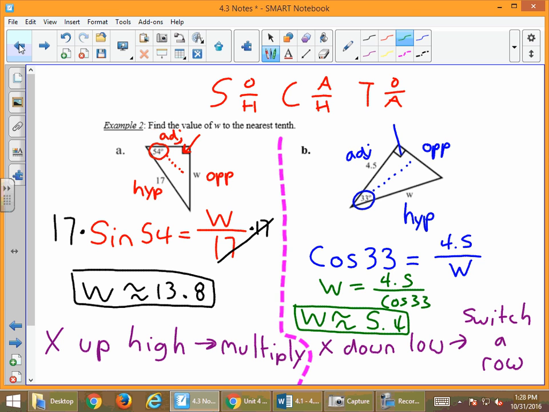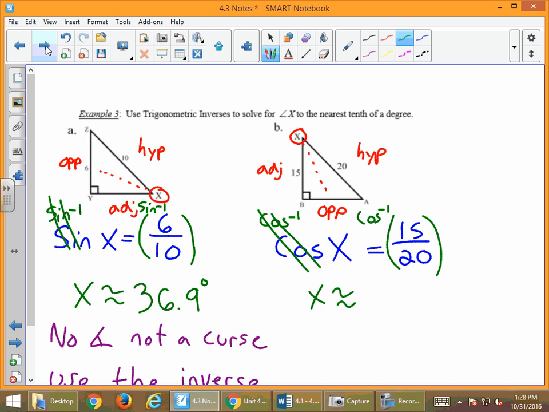Hey, ask me the question. All right, we'll do more. Don't worry about it. We'll get there. Hold on. And the last thing, when you get it, what is the cosine inverse of 15 over 20? Sam, what'd you get? 41.4. I agree. 41.4.